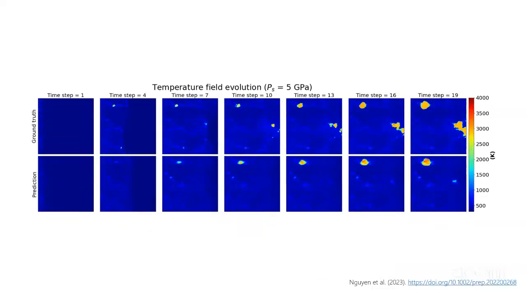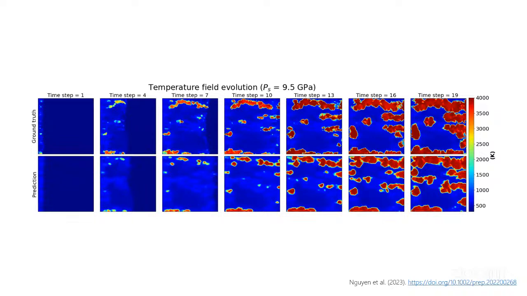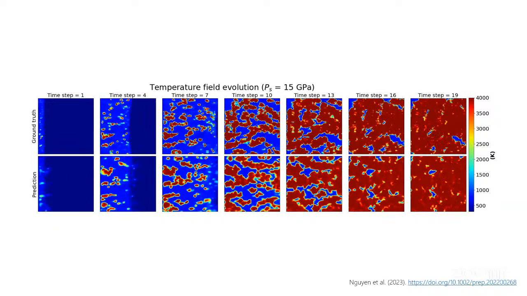Now, with that training strategy, we were able to achieve this result where even for the same microstructure, we could control the evolution of the temperature field as a function of the input loading pressure. When the pressure was 5 gigapascal, which is considered a weak shock, this was the pattern of the hotspot formation. When the pressure loading goes up to 9.5 GPa, this was the result. And with 15 GPa, pretty much everything blows up. And the model was able to capture that fairly well.